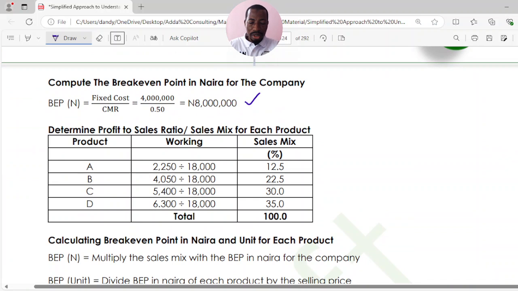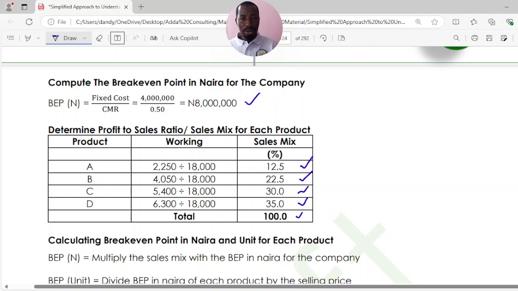2,250,000 divided by 18 million is equal to 12.5%. That's the sales mix of product A. For product B, 4,050 divided by 18,000, that's the sales mix, 22.5%. For product C, 5,400 divided by 18,000, that's 30%. Then 6,300 divided by 18,000 will give us 35%. When you add up everything, you must have 100%. That's the sales mix.